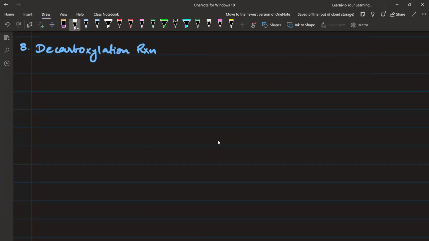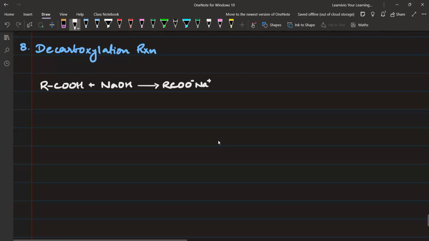And this, please write. What happens here is we start with carboxylic acid, that is RCOOH, and we add here NaOH. Obviously, acid and base will give you salt, that is RCOO negative and Na positive. Now, after this, the decarboxylation reaction really starts. So in this reaction, we take soda and lime. Soda is NaOH, lime is calcium oxide. Fine. So these are the two major reagents that we take.